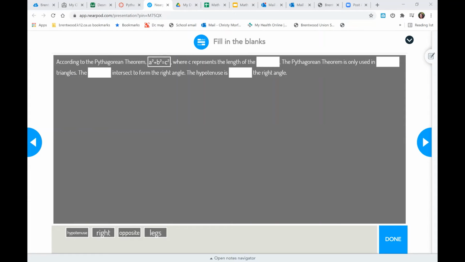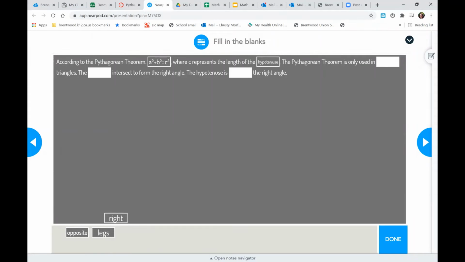So according to the Pythagorean theorem, a squared plus b squared equals c squared, where c represents the length of the, well, c is always that diagonal piece, which is called the hypotenuse. So you're going to pick up the word hypotenuse, you're going to drag it and drop it into the second missing rectangle. Maybe you already know all of these and you're able to do it without my help, and that's great if you can.